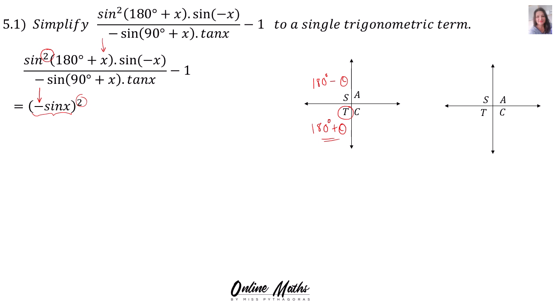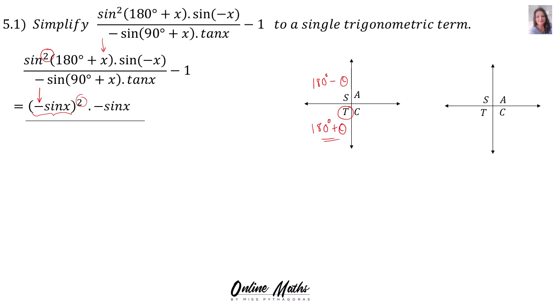The second term, we have sin negative x. Now the rule is the sin of a negative angle becomes minus the sin of the positive angle. On this one at the bottom, we have minus sin (90 degrees plus x).